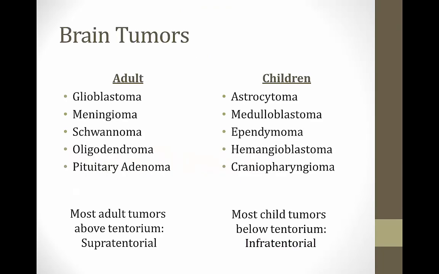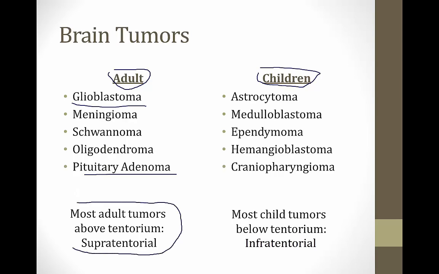So the easiest way to remember all the different brain tumors is to remember them separately for those that occur in adults versus those that occur in children. And I've listed here the tumors that occur in both adults and children in order of frequency. So in adults, the most common tumor is the glioblastoma, followed by meningiomas, schwannomas, oligodendromas, and then pituitary adenomas. And most adult tumors occur above the tentorium.